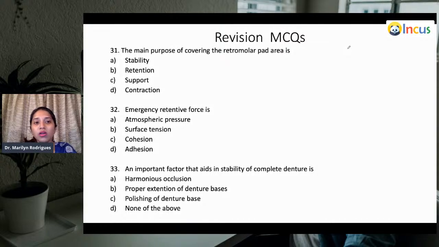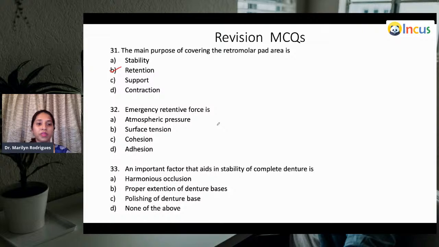Now these MCQs are of all the topics we have covered till date. Just to briefly revise what we have studied and to see that we're not forgetting our concepts. Okay. So the main purpose of covering the retromolar pad area is A, stability, B, retention, C, support, D, contraction. The answer is B, retention. I hope you all know the answers to all these questions because these are the chapters which we've already covered. Definitely MCQs are new, they're not repetitions, but still we should not forget our concepts.